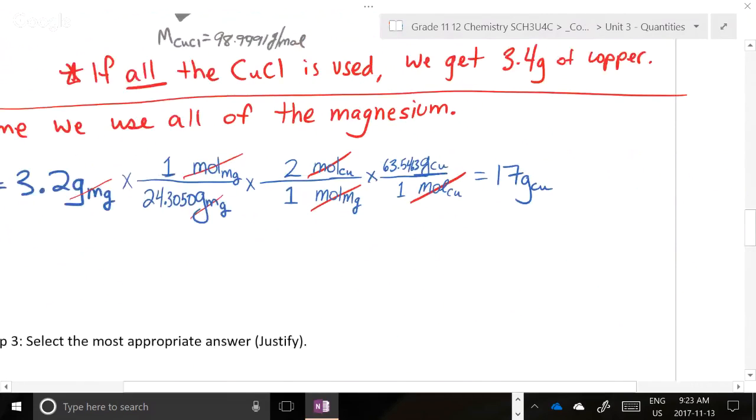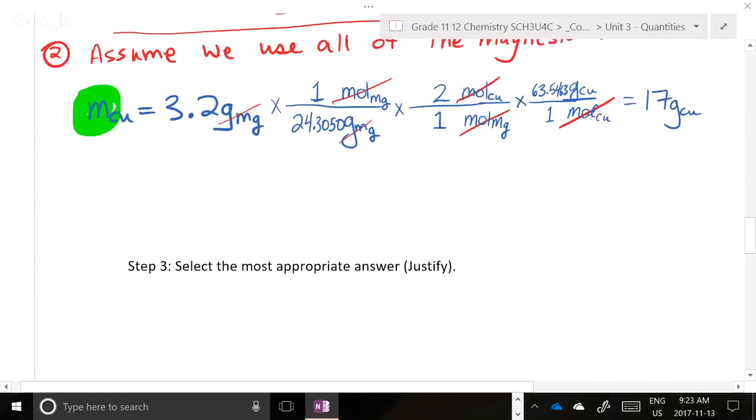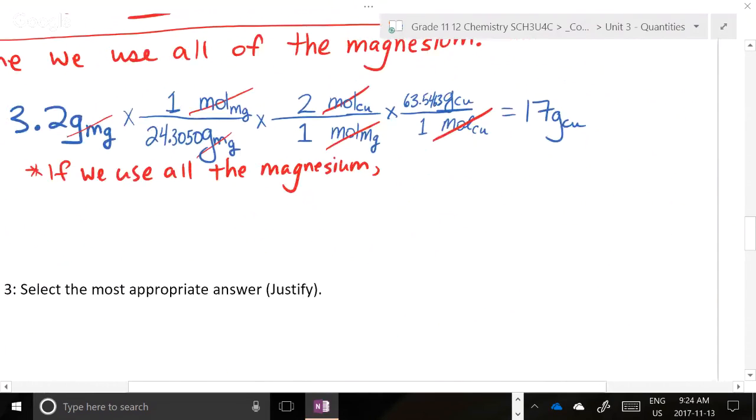Okay. Now, this means that if I do what, I get what? Give me this as a sentence. Yeah, and if we react all of that, right? Yep. So if we use all the magnesium. Sorry, I interrupted. Okay.